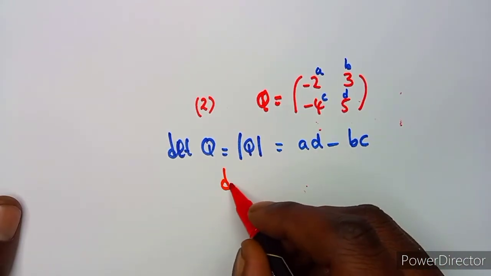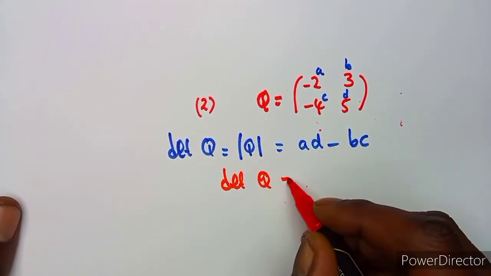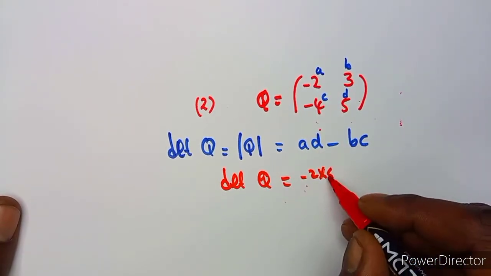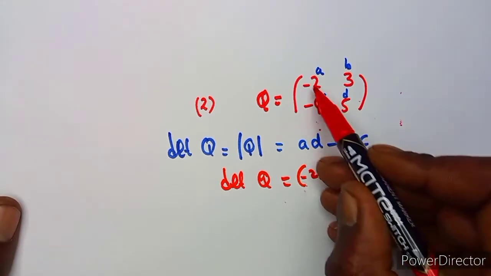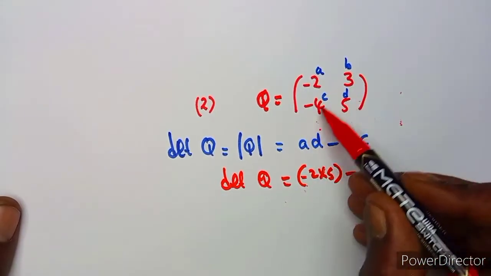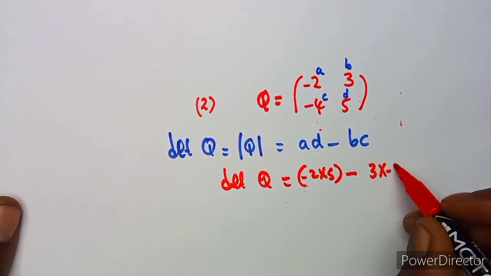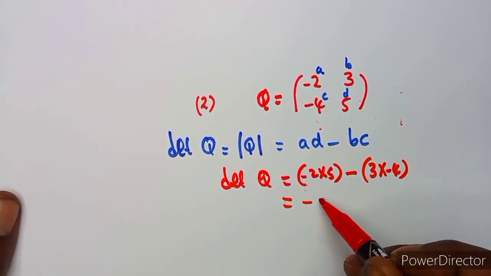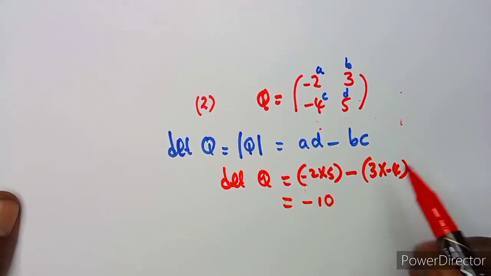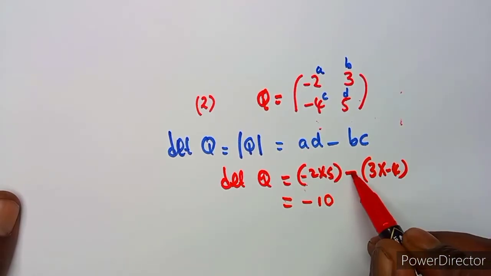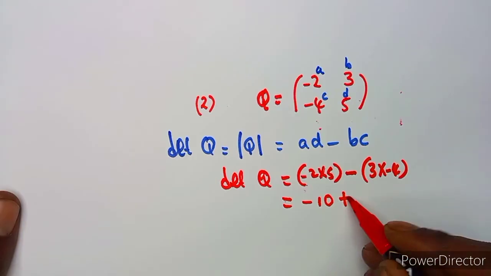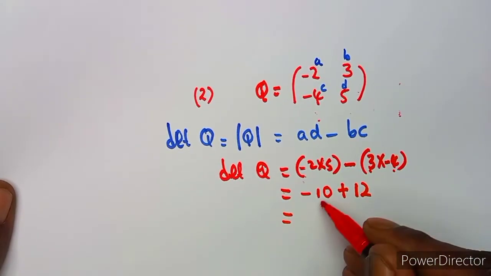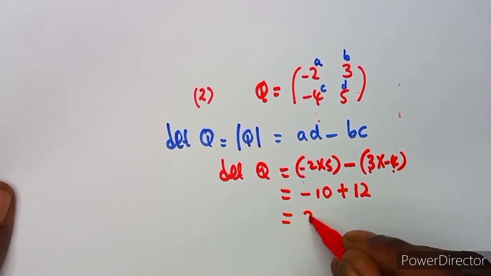So that means the determinant of matrix Q is going to be A times D, which is minus 2. That is your major diagonal, the product of the major diagonal minus the product of the minor diagonal, which is 3 times minus 4. So minus 2 times 5, that is minus 10. And minus and minus is a plus, 3 times 4, which is 12. So we can combine these two, minus 10 plus 12, which is 2.